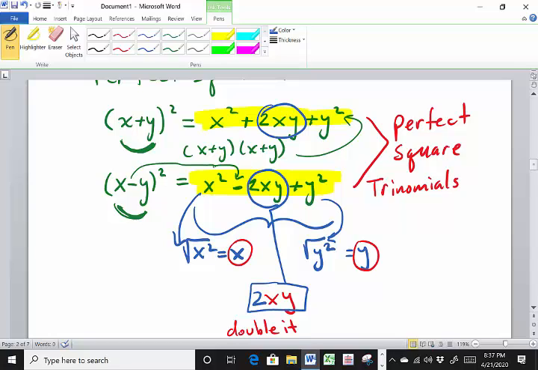So to tell when you have a trinomial, 3 terms, whether or not it's a perfect square trinomial, start out by taking the square root of the first term, see if it's a perfect square. Take the square root of the last term, see if it's a perfect square. Multiply them together, and then double it, and you should get your middle term. Okay?